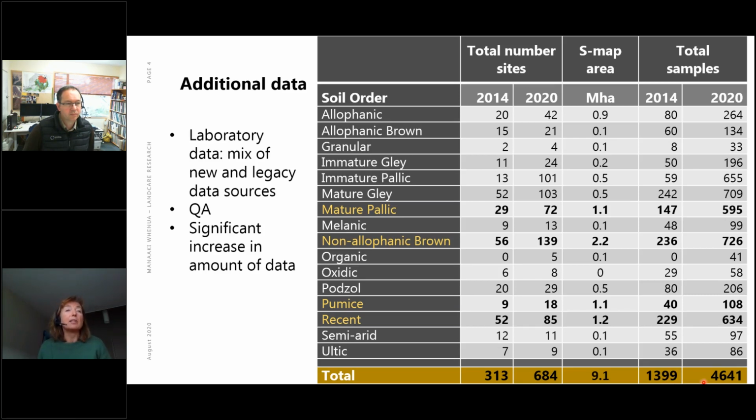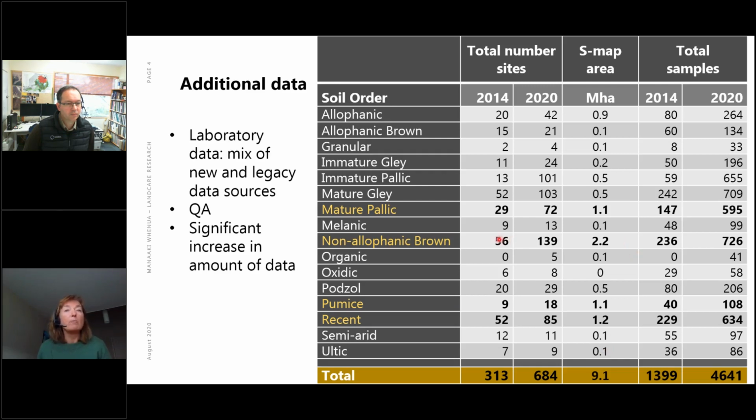So it's a really big jump in the data. The lines here show the New Zealand soil classification. We've just divvied it up by that classification so that we can see where the points are. This middle column indicates the area of each of these classifications within SMAP, and so the bigger ones are in bold.